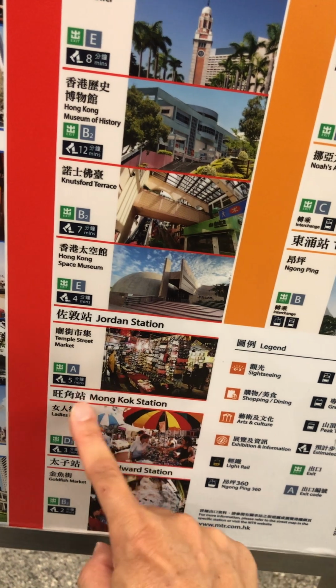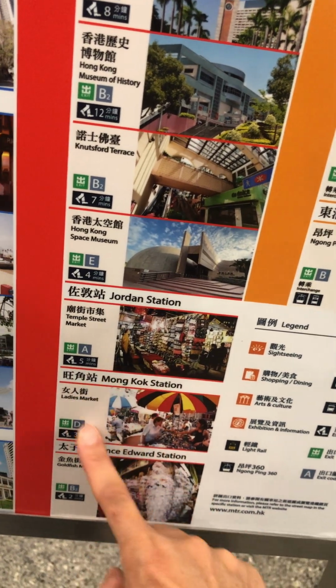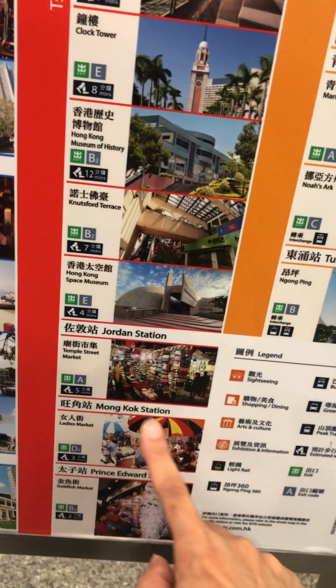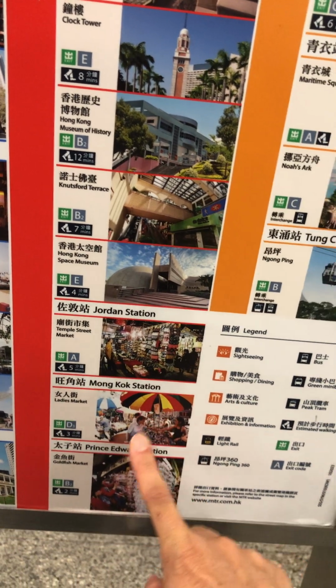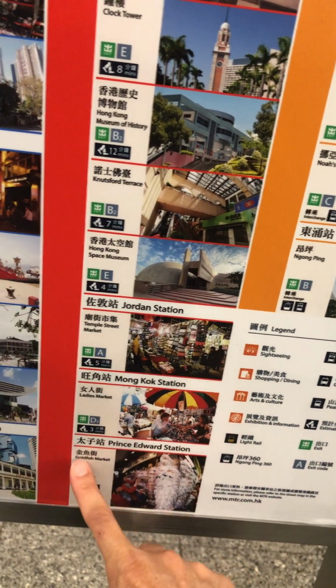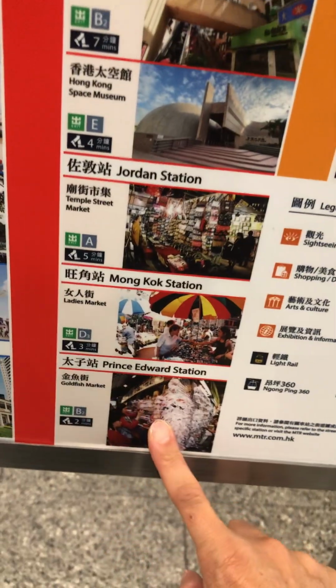And we have Mongkok Station. We have a ladies' market selling the sexy laundry, and some small toys. And we have the Prince Edward Station. We have the Golden Fish Market.